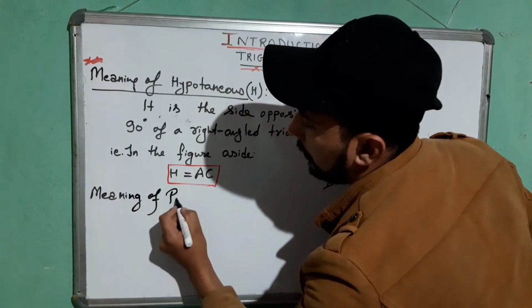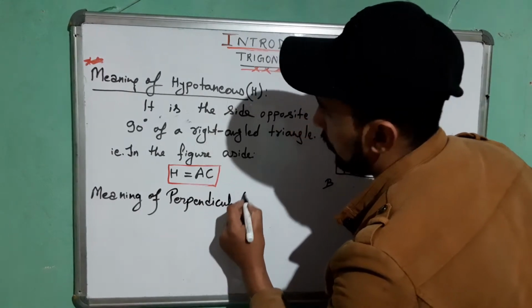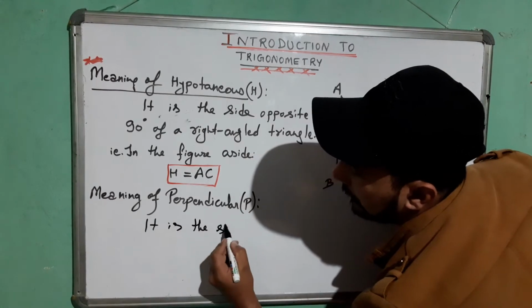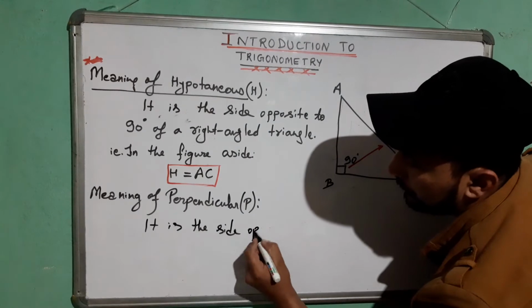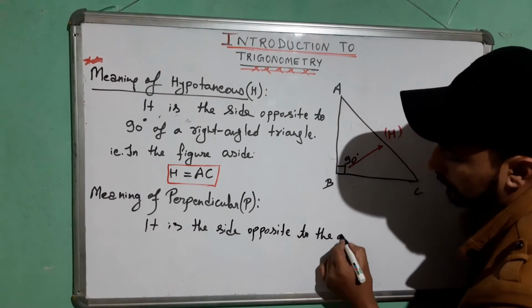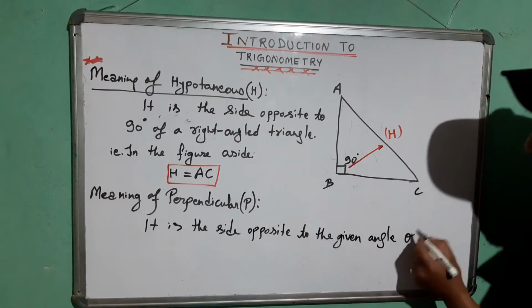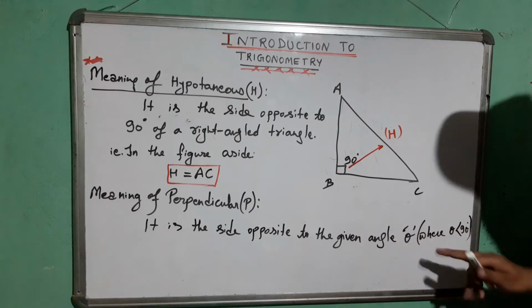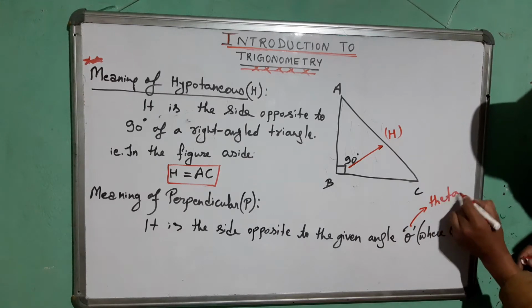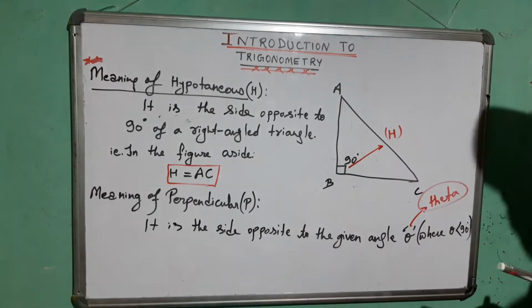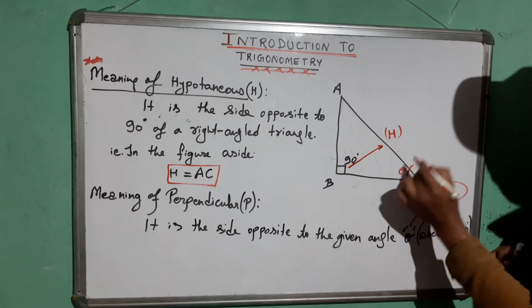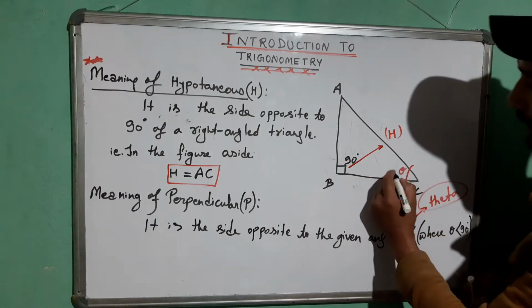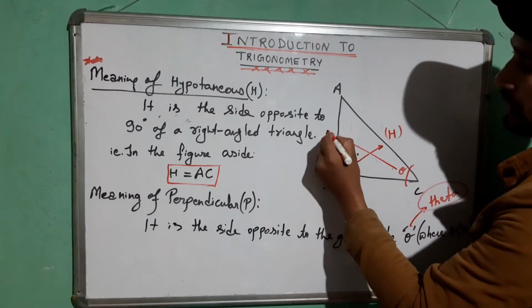Meaning of perpendicular. Perpendicular we usually denote by capital P. It is the side opposite to the given angle theta, where theta is less than 90 degrees. You have to read this as theta. Suppose the given angle is this, if this is theta, then the perpendicular will be the side opposite to theta. Opposite to this, this is perpendicular.